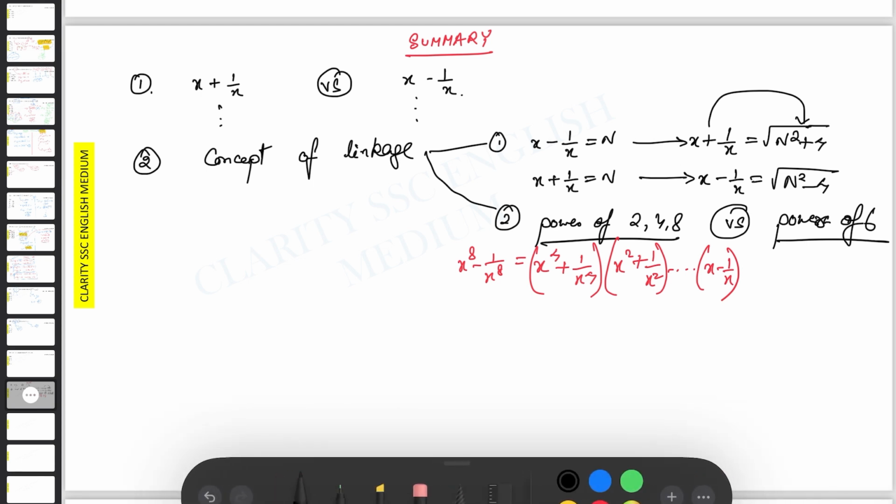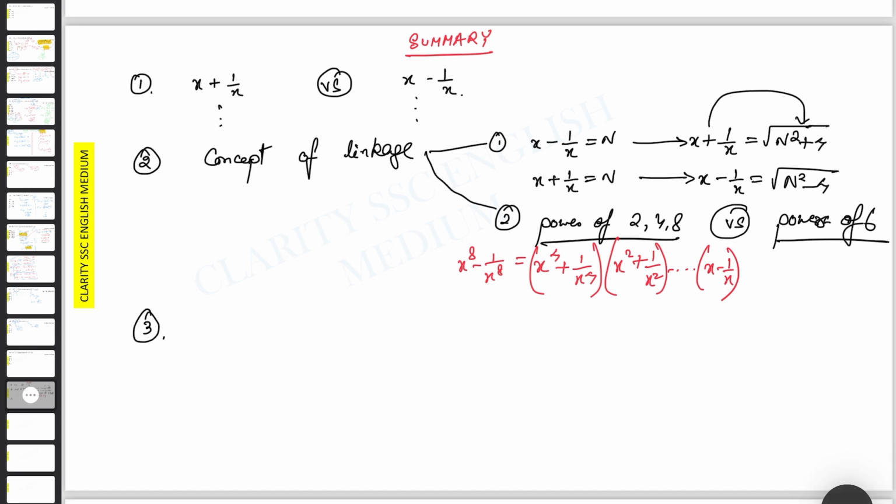And the third one is special cases. There are three special cases. The first one is x plus 1 by x is equal to 2. Let me club this, plus minus 2. Then x will be plus minus 1.